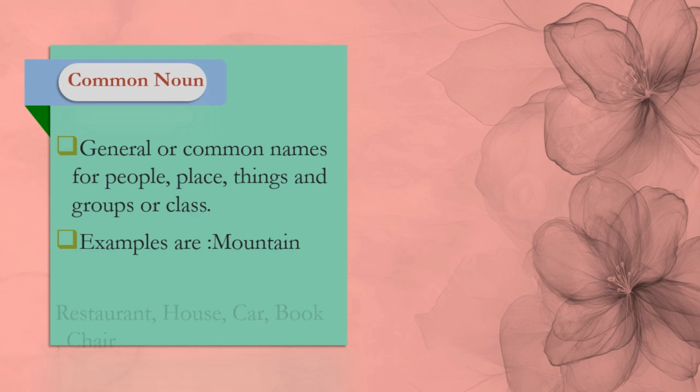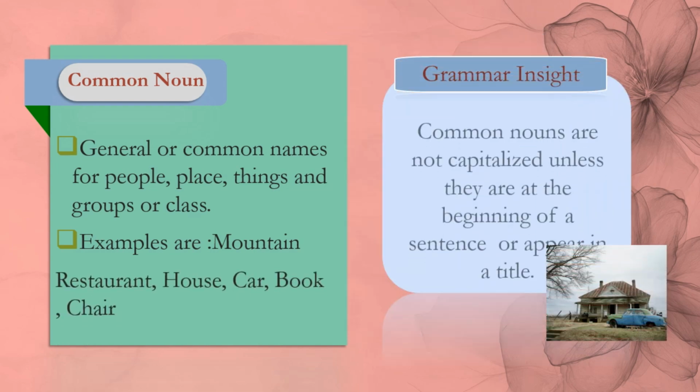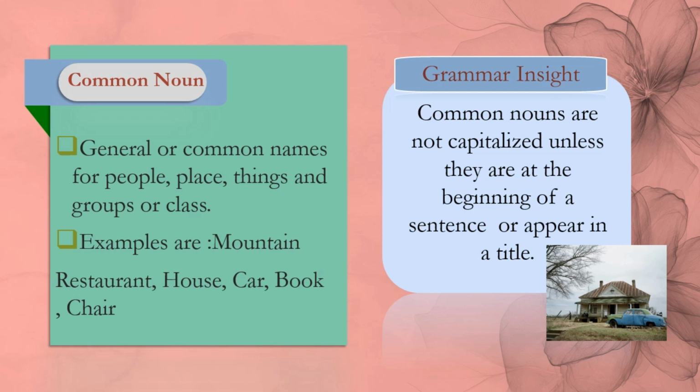Common nouns are general names for people, places, things, or groups. They're only capitalized at the start of a sentence. People, doctor, teacher. Places, mountain, restaurant. Things, car, book, house. Unlike proper nouns, these stay lowercase, unless they kick off a sentence.